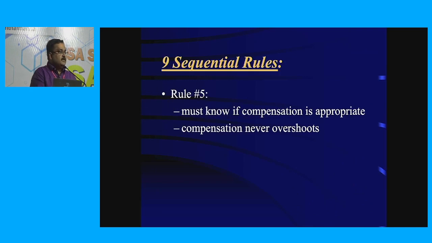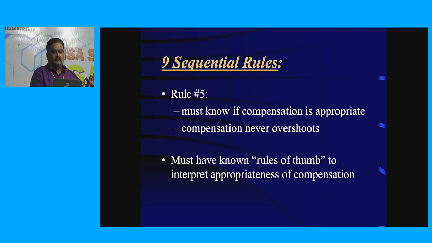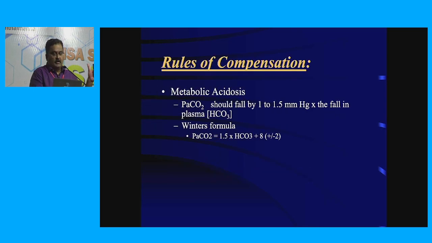Okay, so that is basically how you interpret ABG. Rule number 5 is you should know the compensation, and always remember compensation will never overshoot. There are certain rules of thumb to interpret the appropriateness of compensation.